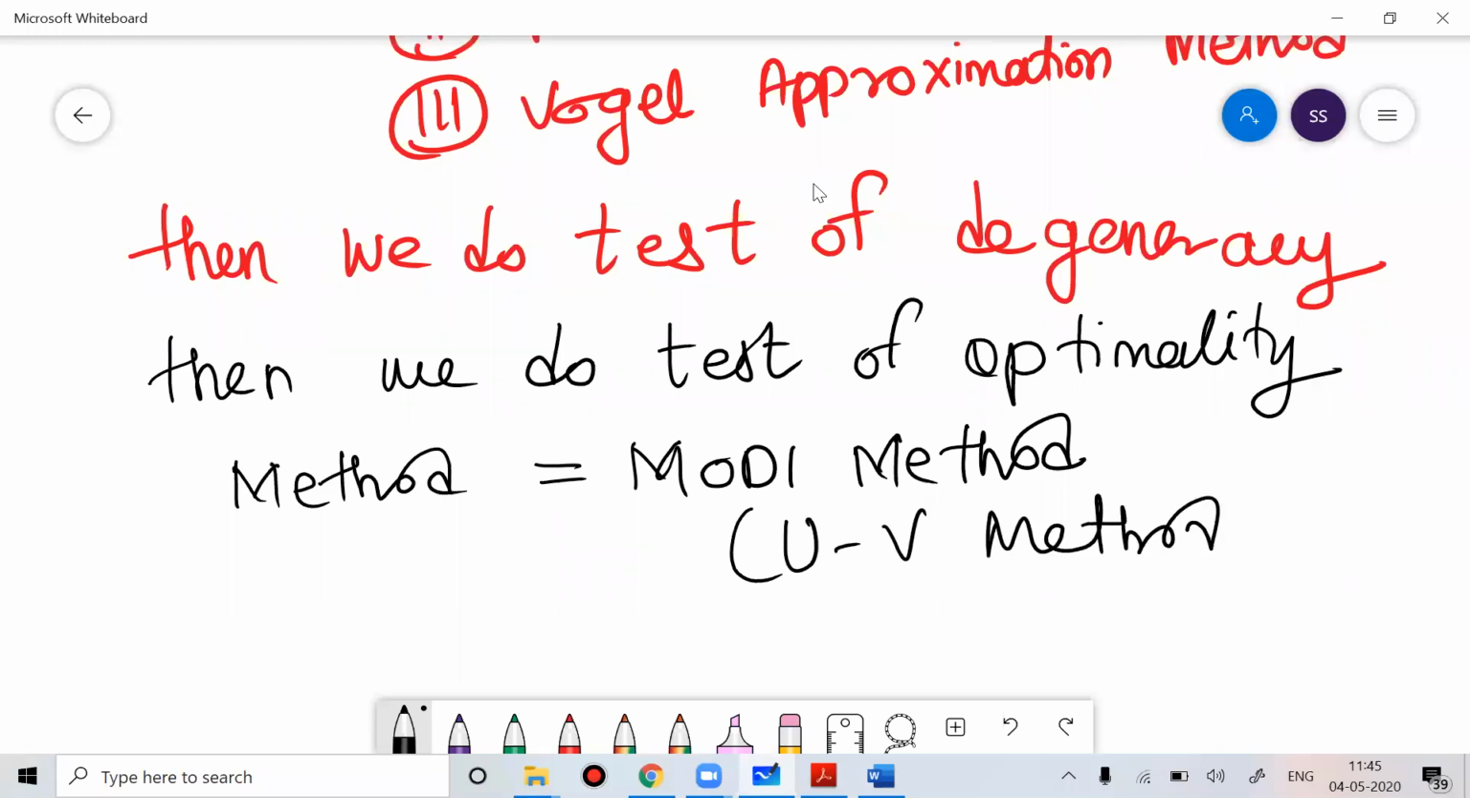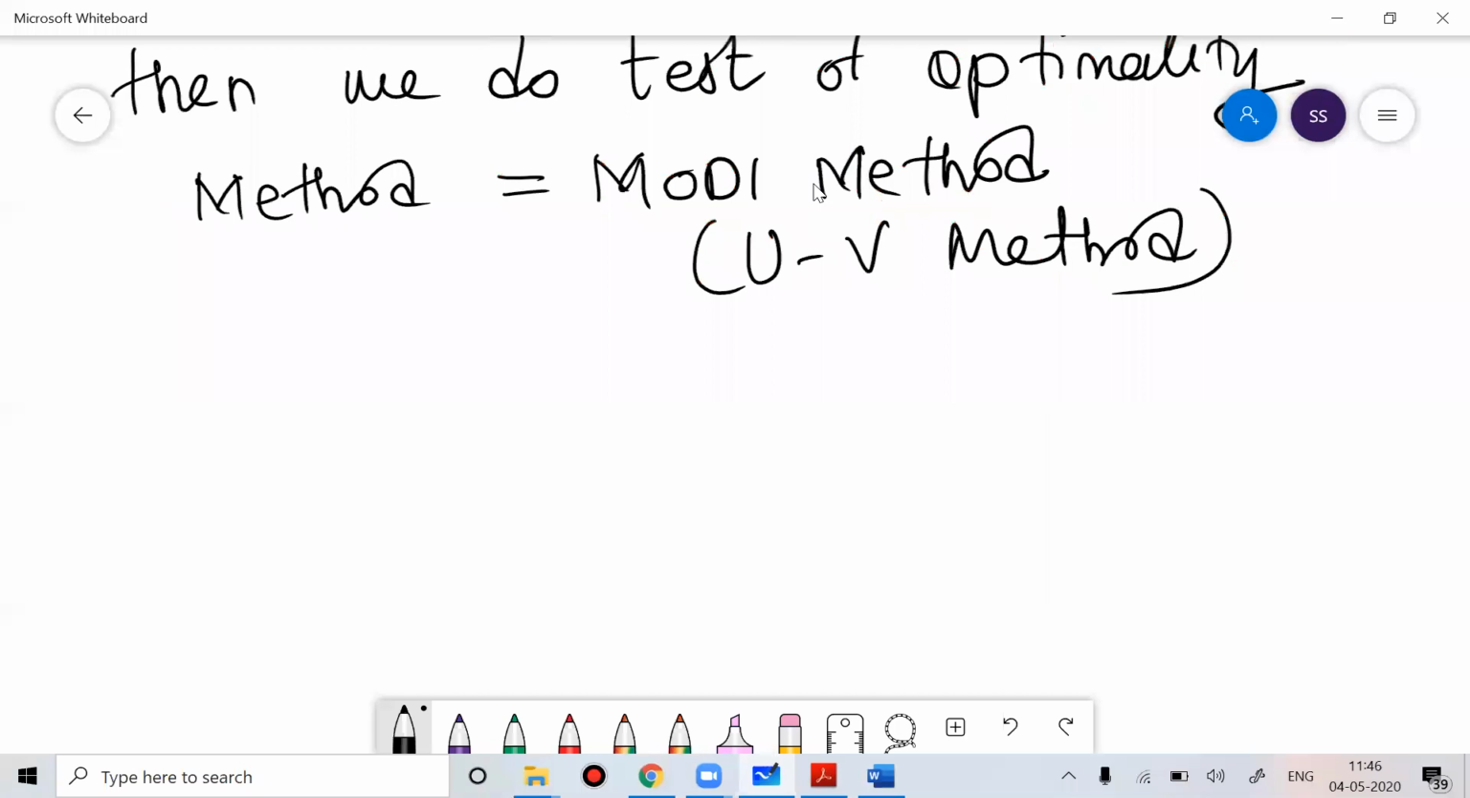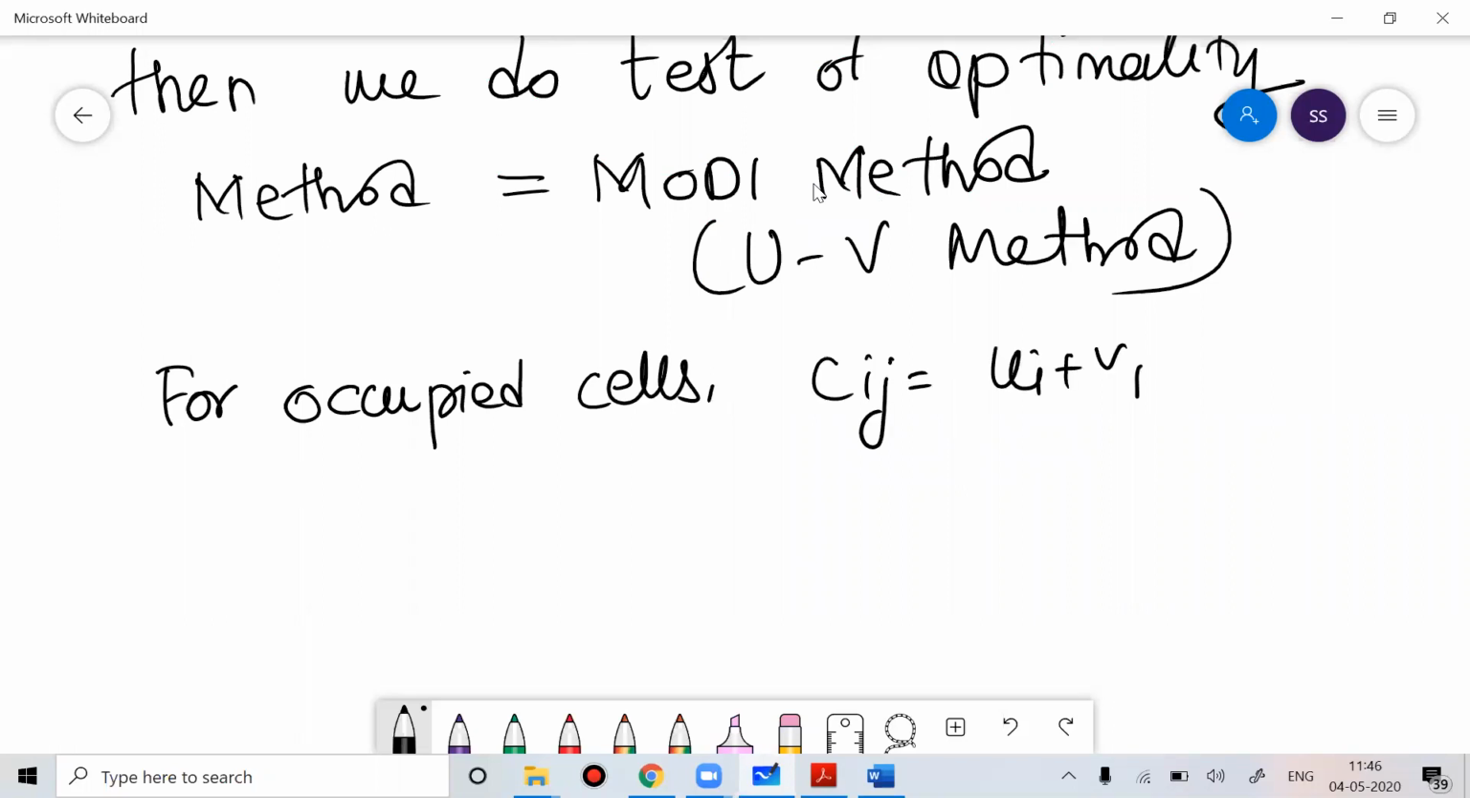So you remember what I taught you in the last class regarding the UV method, where we assign variables like U1, U2, U3, V1, V2, V3 to each row and column. Then we put one of the rows or columns equal to 0. Then for occupied cells, we follow the formula Cij = Ui + Vj. By using this formula, we fill in the values of the variables that we assigned for every row and column.